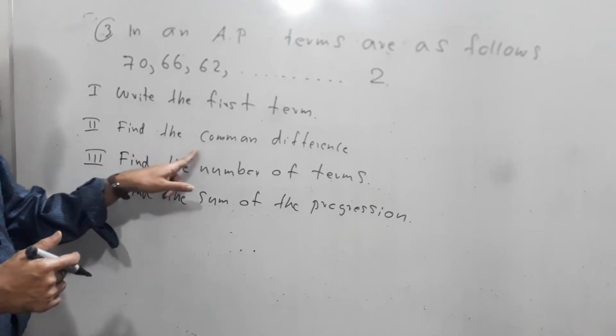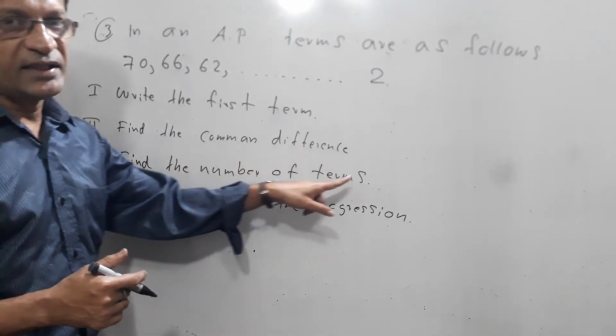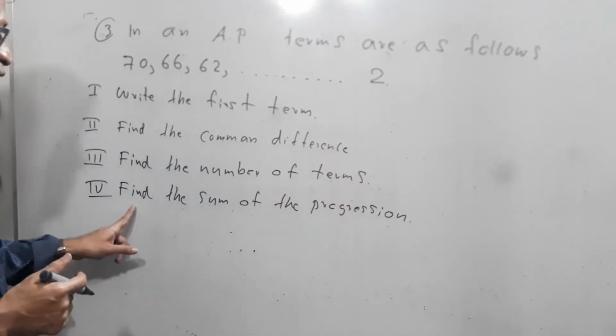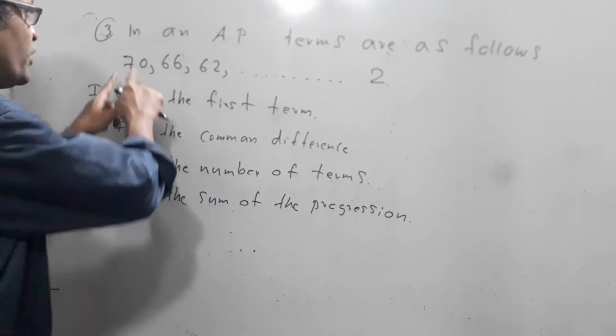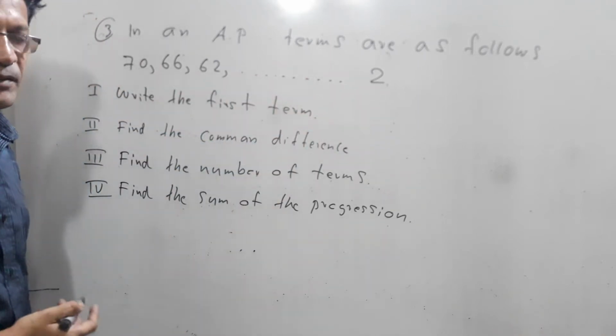Second, they ask, find the common difference. Common difference is what? D. Find the number of terms. That means they ask, what is n? Then ask, find the sum of the progression. That means if you add all these terms from 70 to 2, what is the total sum?